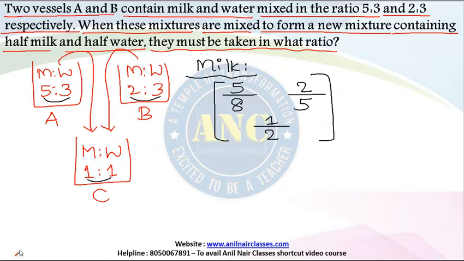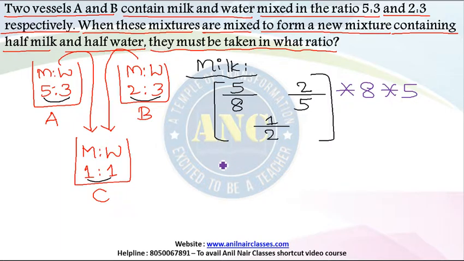Now, I do not want to continue further because this consists of fractions. So, I want to simplify by taking the LCM. LCM of 8, 5 and 2. First of all, LCM of 2 and 8 is nothing but 8 itself. 8 and 5 is 8 into 5, which is 40.